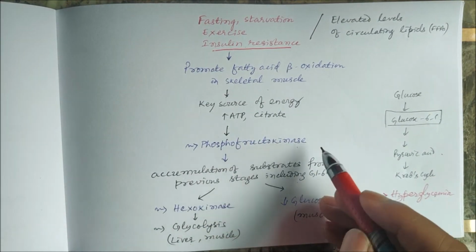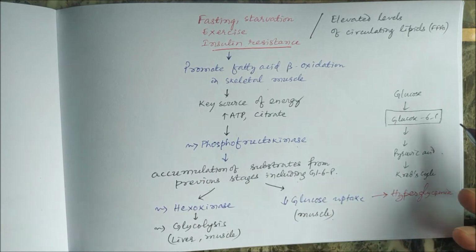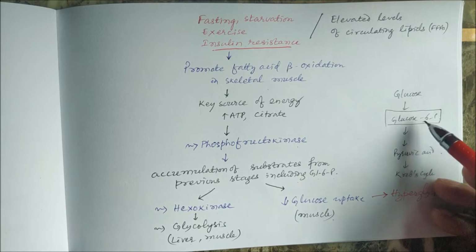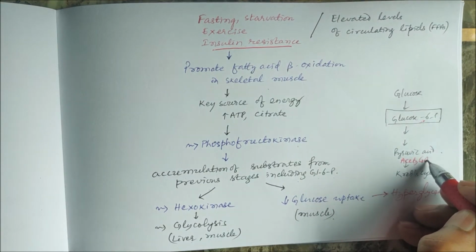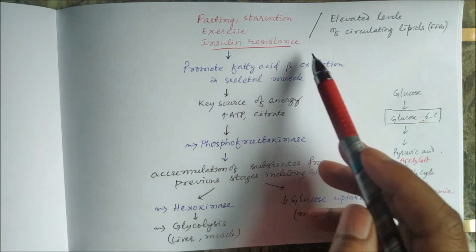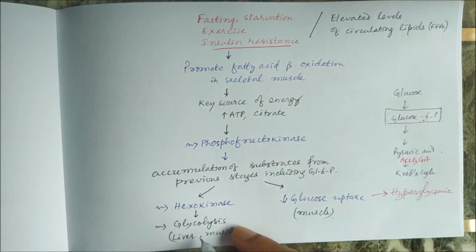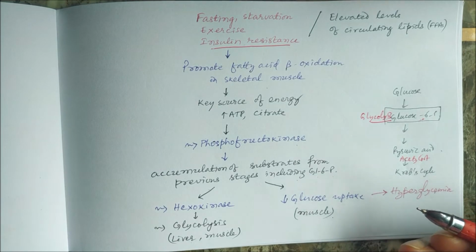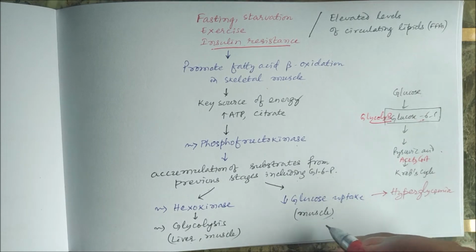and this inhibits phosphofructokinase, and because of that there will be accumulation of substrates from previous stages including glucose 6 phosphate. Glucose undergoes glycolysis where glucose is converted to glucose 6 phosphate, then further processes convert it to pyruvic acid, then pyruvic acid is converted to acetyl coenzyme A, which will undergo the Krebs cycle to produce ATP. So this fatty acid beta oxidation will accumulate the substrates from previous stages including glucose 6 phosphate, which will inhibit this process of glycolysis, glucose to pyruvic acid, and because of that there is also a decrease in glucose uptake, and no glucose will be taken up by the muscles.